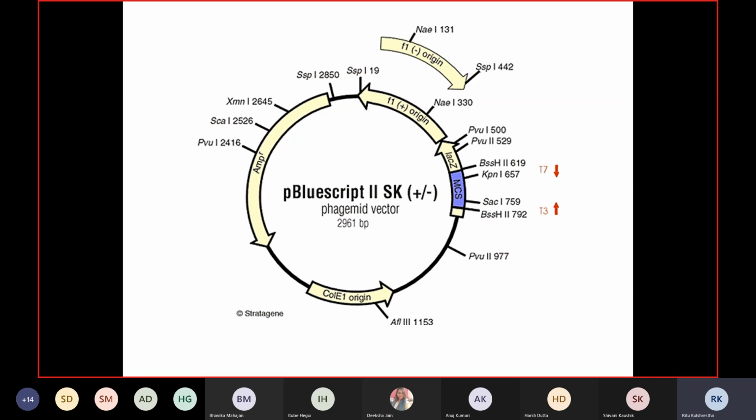Now, the second point is that you see there is a plus origin and there is a minus origin. So it means that if you want to get the single stranded DNA, whether of one strand or the other strand will depend on which F1 origin you are taking. Okay, because it will happen in that direction only. So you will find some phagemids with a plus sign, and you will also find phagemids available from the company in the minus sign.